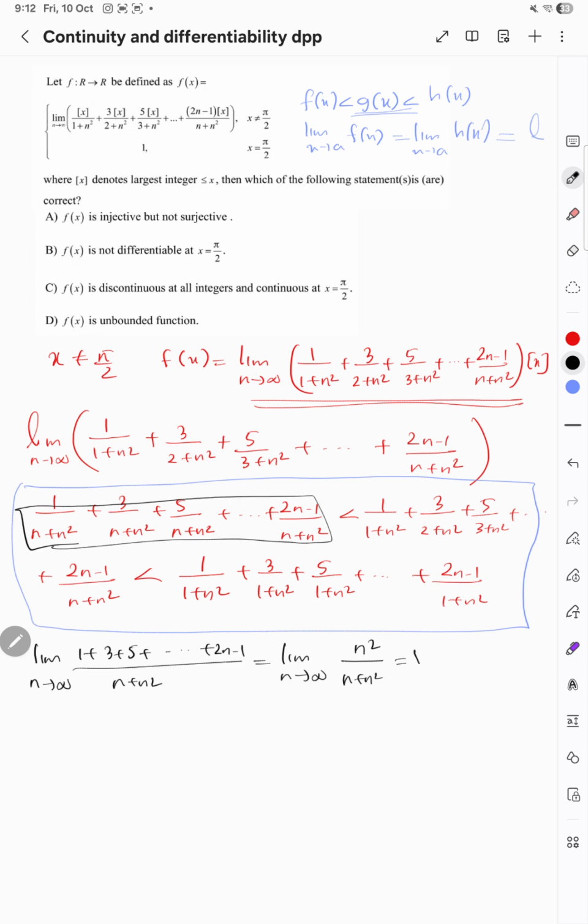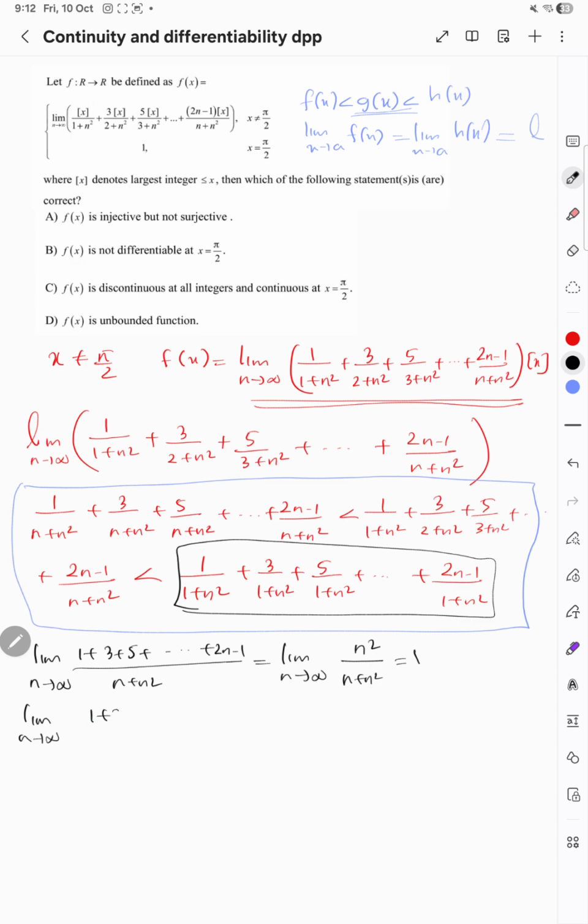Now let me find the limit of the other function. What will it be? The limit as n tends to infinity of (1 plus 3 plus 5 plus etc. plus (2n minus 1)) divided by (1 plus n square), which will be the limit as n tends to infinity of n square divided by (1 plus n square). What is this? This is also 1.